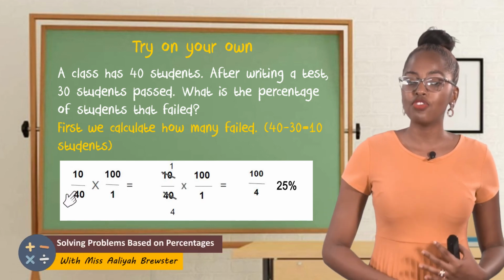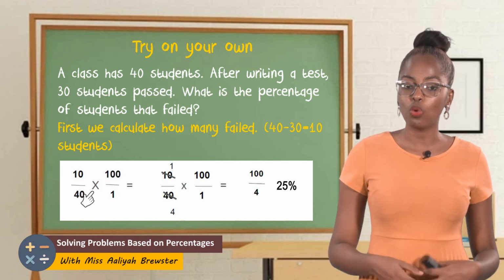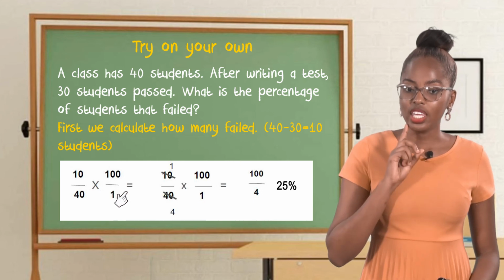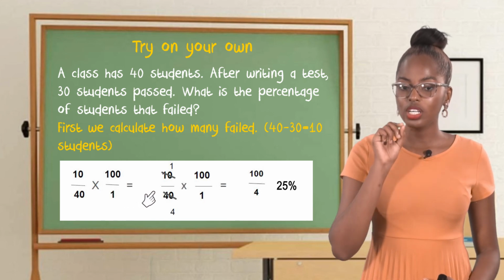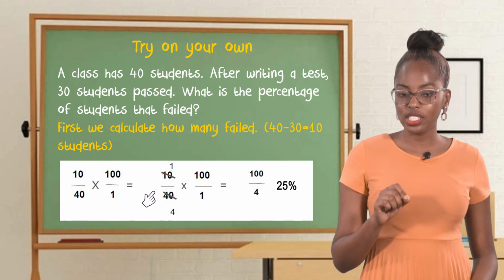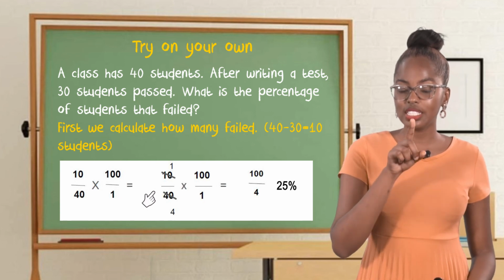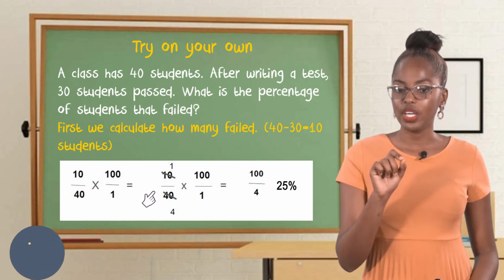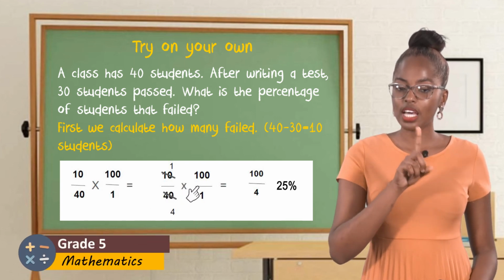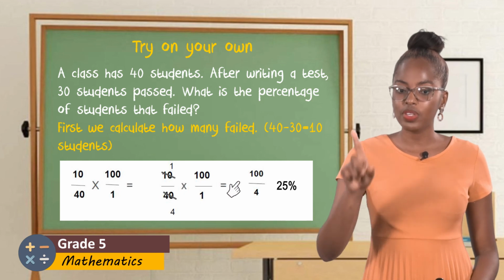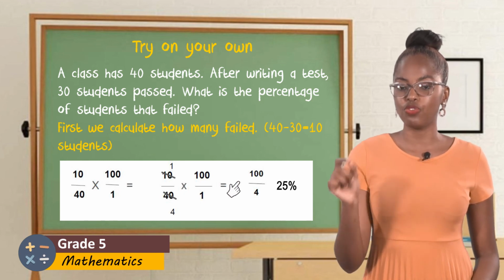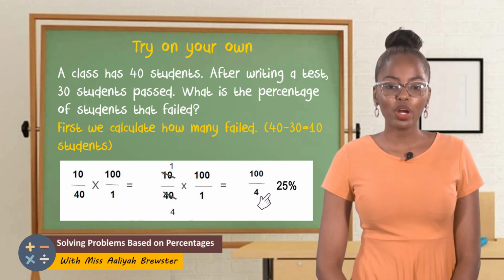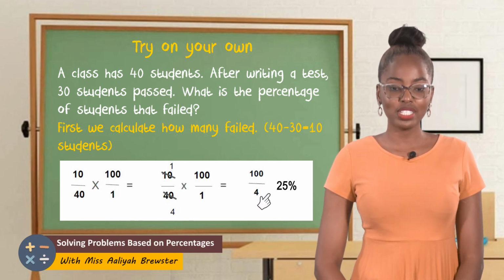We multiply that fraction then by 100 over 1, and then we can cancel out. There are 4 10s in 40, therefore we can cancel out 10 and put 1, and then we cancel out 40 and put 4. Then we can multiply 1 times 100 is 100, and then 4 times 1 is 4. Therefore, 100 divided by 4 will equal 25%.